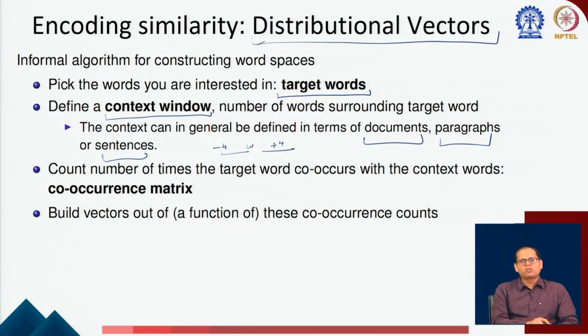And then once you define your context window, you can count how many times a particular pair of words have co-occurred in the entire data. And this you can compute in a single pass over the corpus. And once you have computed your co-occurrence matrix, you can build a vector of these co-occurrence counts. And if two words have very similar distributions, you can call them similar.